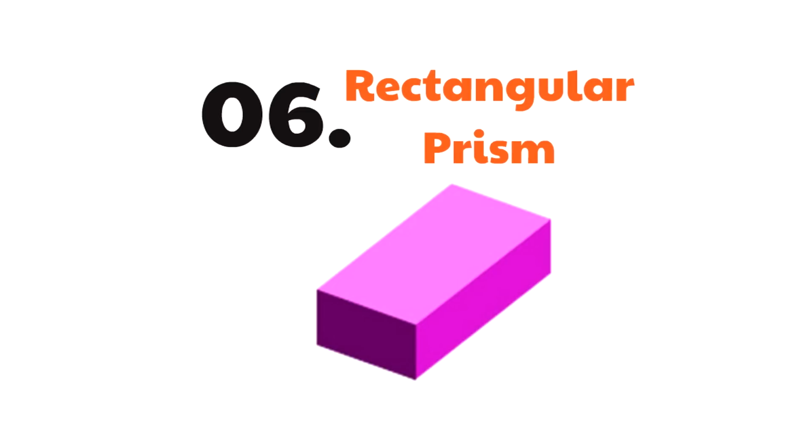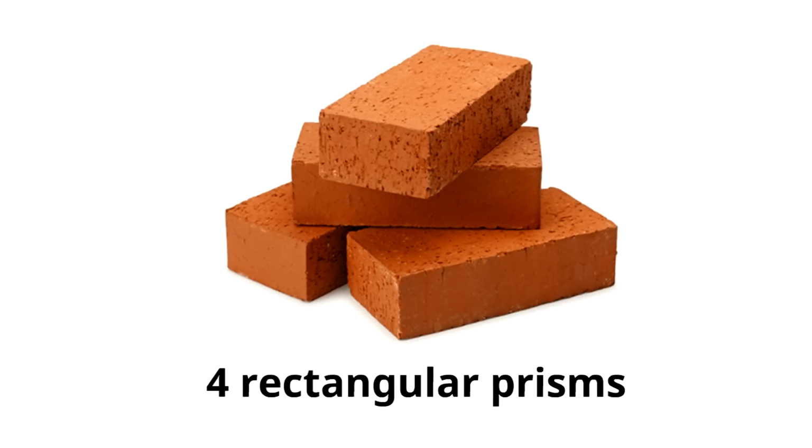Our final 3D shape is the rectangular prism. The rectangular prism is the 3D version of the rectangle. It has 6 sides or faces that are all rectangles. Okay, an awesome example of the rectangular prism are bricks. And here we have 4 bricks, which are 4 rectangular prisms, the 3D version of the rectangle.